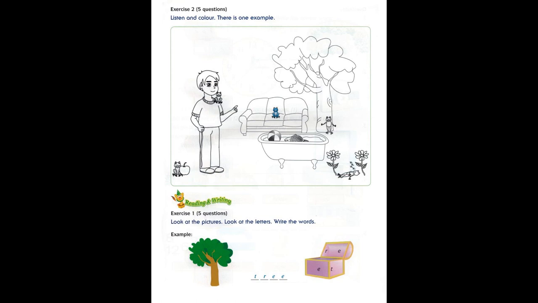Question 3. Can you find the frog in front of the tree? Yes, it's standing up now. Okay, colour it pink. Pink, right? That's correct.